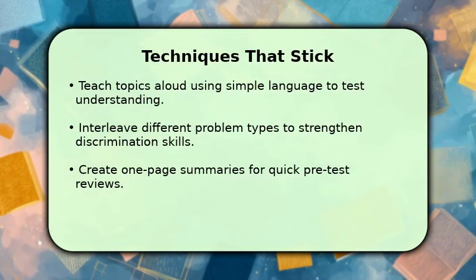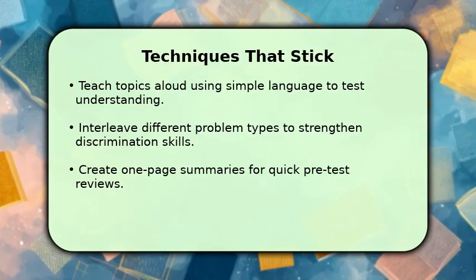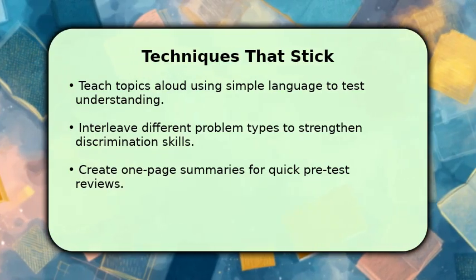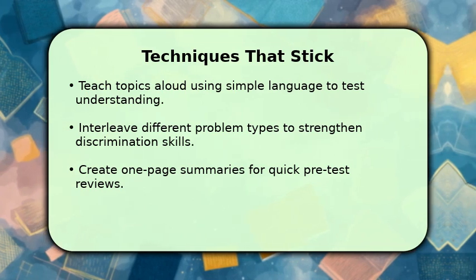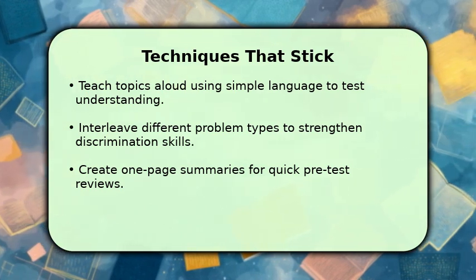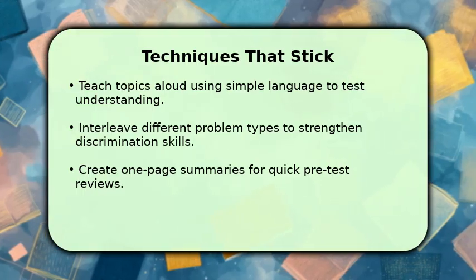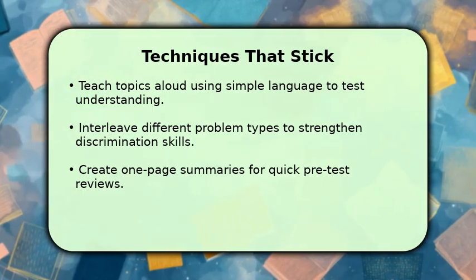Adopt the Feynman technique by teaching concepts in simple language to reveal gaps. Interleave subjects to improve discrimination between reactions and problem types. Use mnemonics and vivid associations for tricky facts like solubility rules or ion charges.